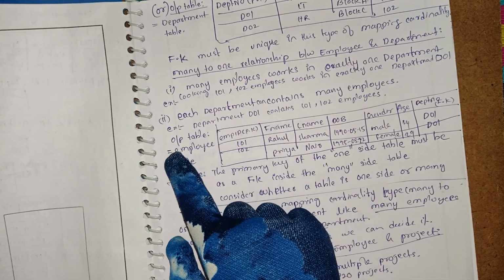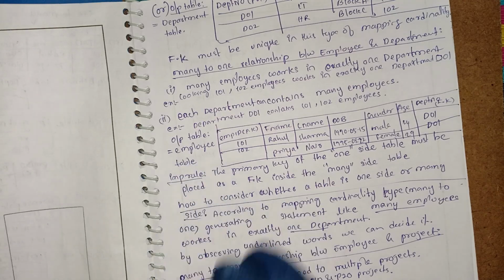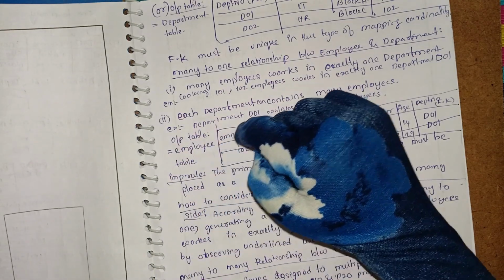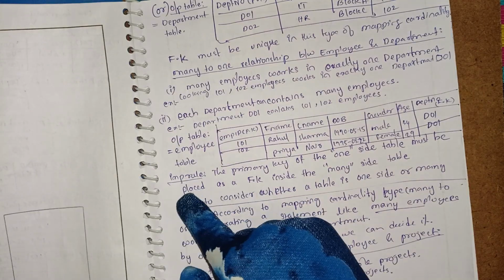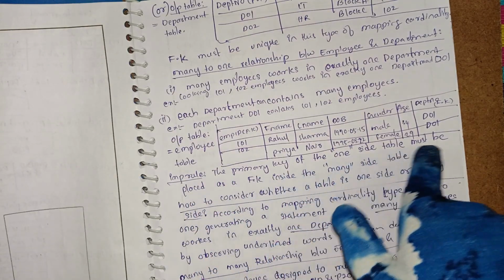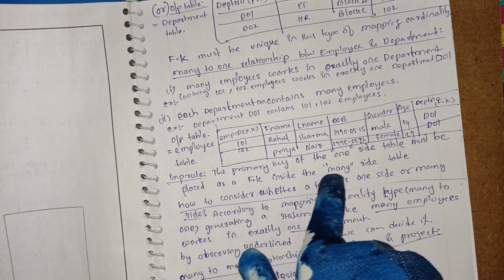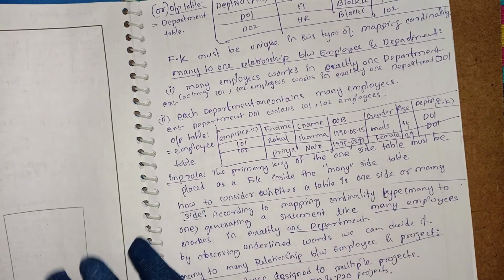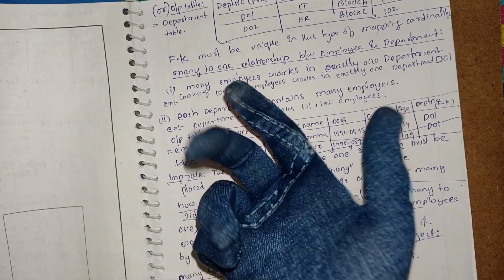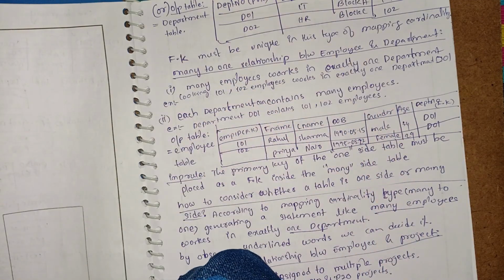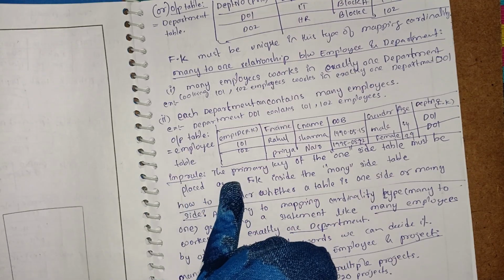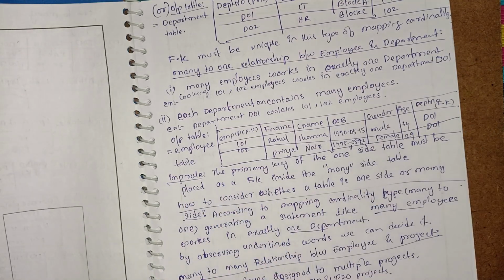The output table is the employee table. To get this employee output table, we have an important rule: the primary key of the one side table must be placed as a foreign key inside the many side table. So this rule is for both one to many and many to one relationships, or mapping cardinalities. It is the same for both mapping cardinalities.